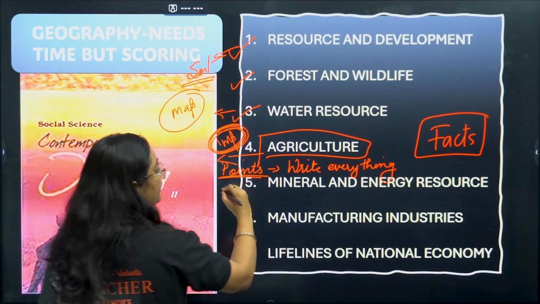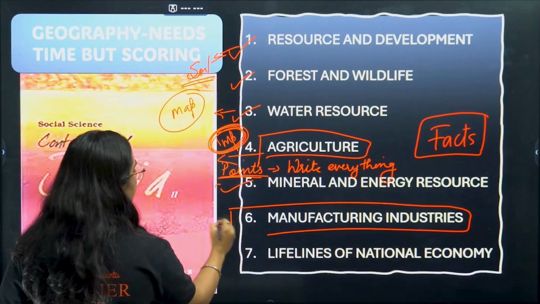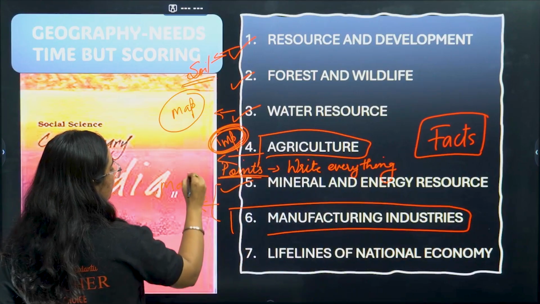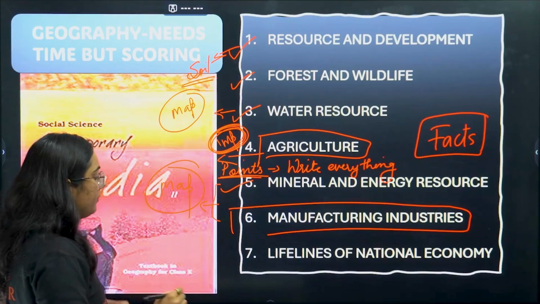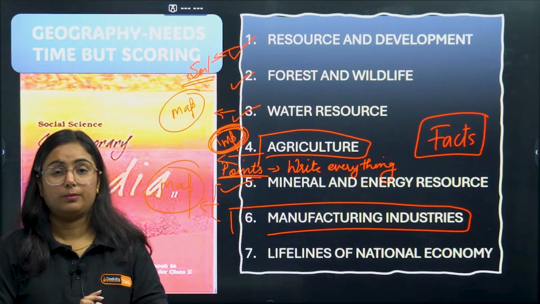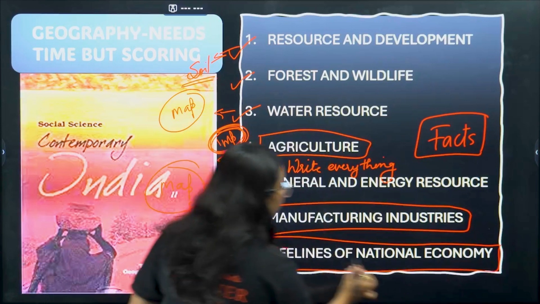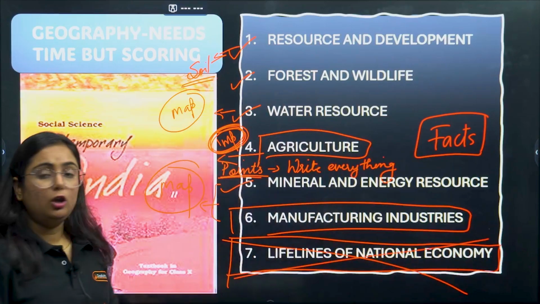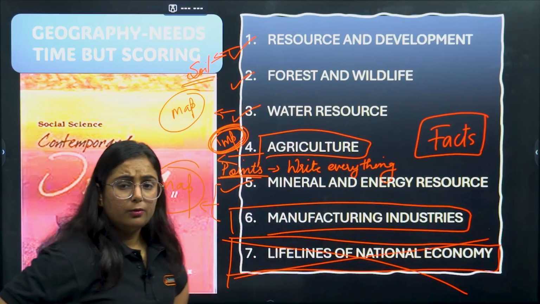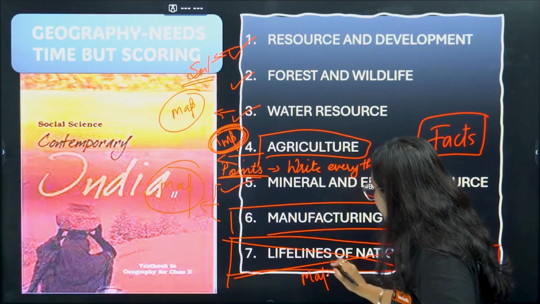It is a very important chapter in terms of weightage. Then mineral energy resource, and move to manufacturing industries. These two chapters in particular have a lot of map work. Okay, now again the policy of elimination. In this elimination, you will eliminate studying this chapter. Why, ma'am, is it not going to come in the exam? It will come, but only map questions will come from this chapter.